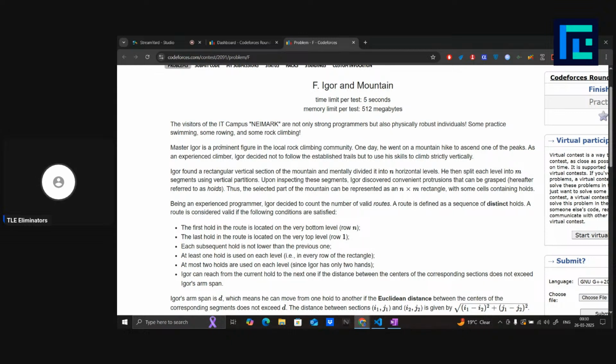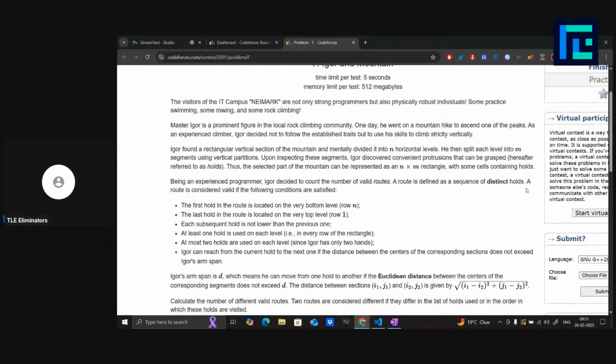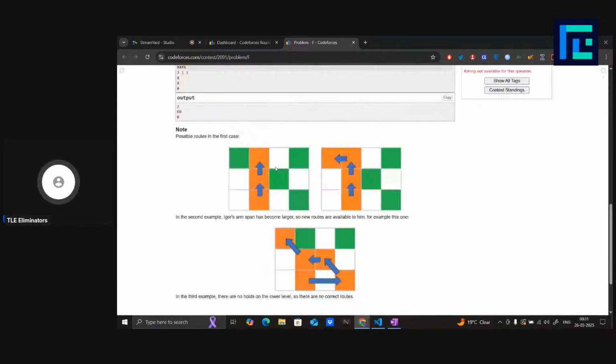As an experienced climber, Igor decided not to follow the established trails, but to use his skills to climb strictly vertically. Igor found a rectangular vertical section of the mountain and mentally divided it into n horizontal levels. He then split each level into m segments using vertical partitions. Upon inspecting these segments, Igor discovered convenient protrusions that can be grasped, hereafter referred to as holds. Thus, the selected part of the mountain can be represented as an n by m rectangle with some cells containing holds. So this is the scene that basically he has a wall.